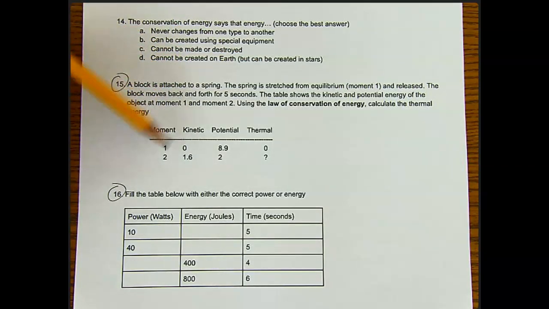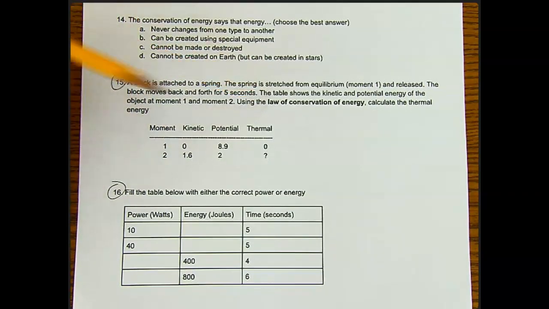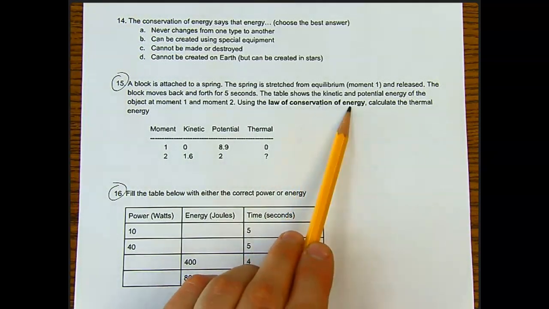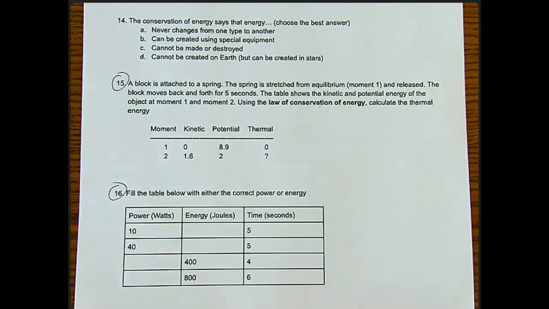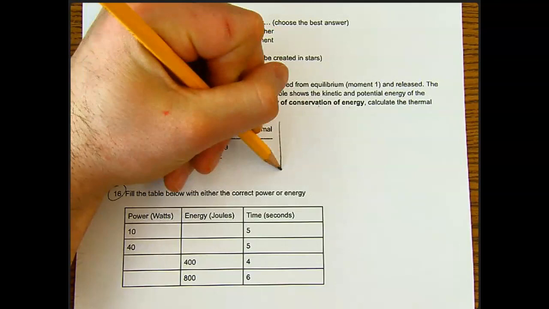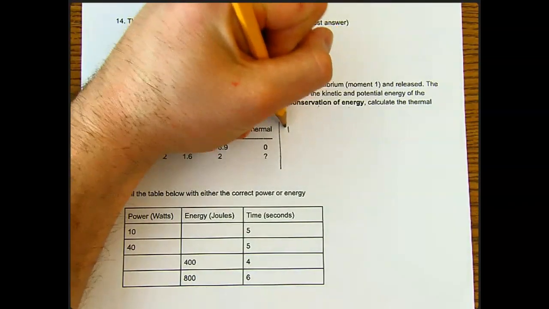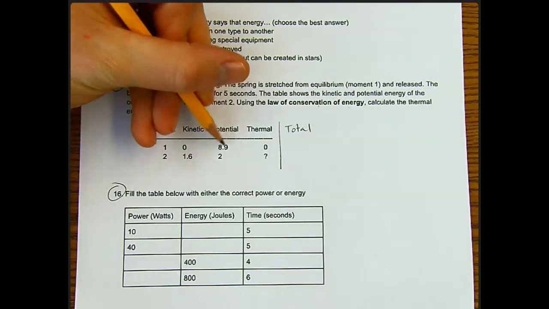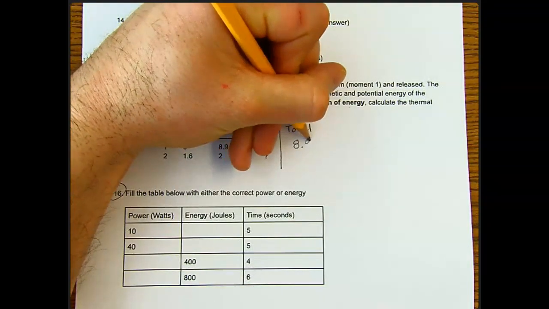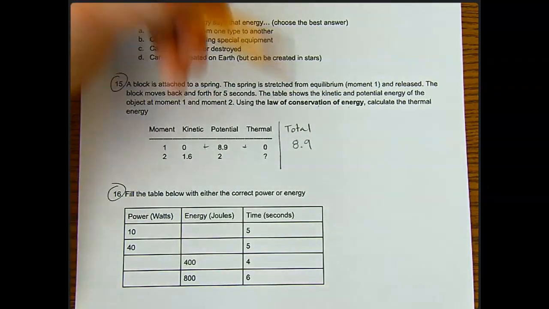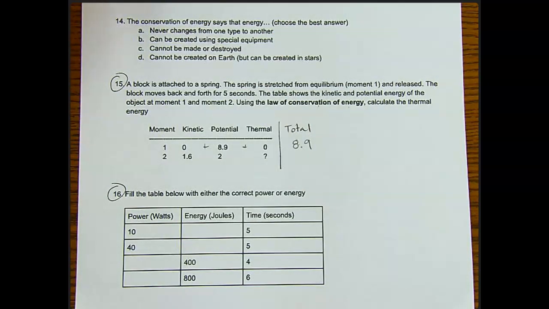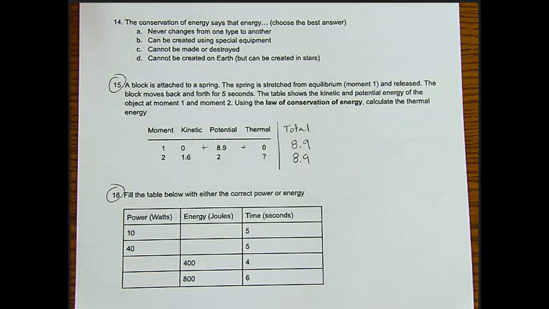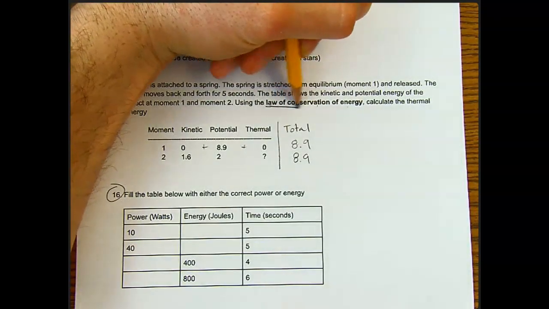It slides back and forth. And so the table shows all the different types of energy, and using the law of conservation of energy, calculate the thermal energy. So the key idea here is that conservation of energy says that energy should not be created or destroyed. That means that your total energy should not change. So if your total in the first moment is 0 plus 8.9 plus 0, which is 8.9, so we just added all these up together, your total should be 8.9. All right, so that means that your total in the second moment should also be 8.9. That's what it means for energy to be conserved.